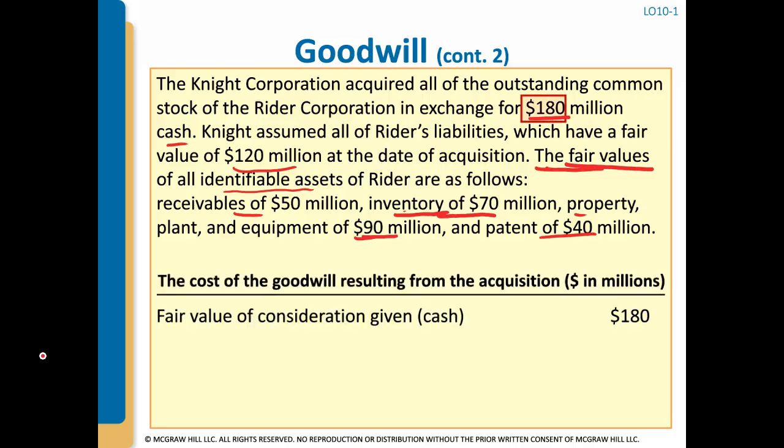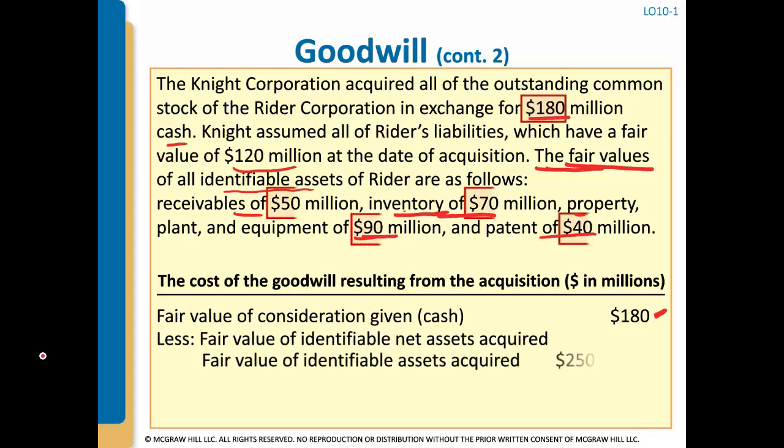So how do we calculate the goodwill? Again, goodwill can only be generated when a corporation is acquired as a whole by another entity. The fair value of the consideration given, which in this case was the $180 million selling price, less the fair value of the identifiable net assets. So we're going to take the fair value of the identifiable assets acquired, which is $50 million plus 70 plus 90 plus 40. That gives us $250 million.